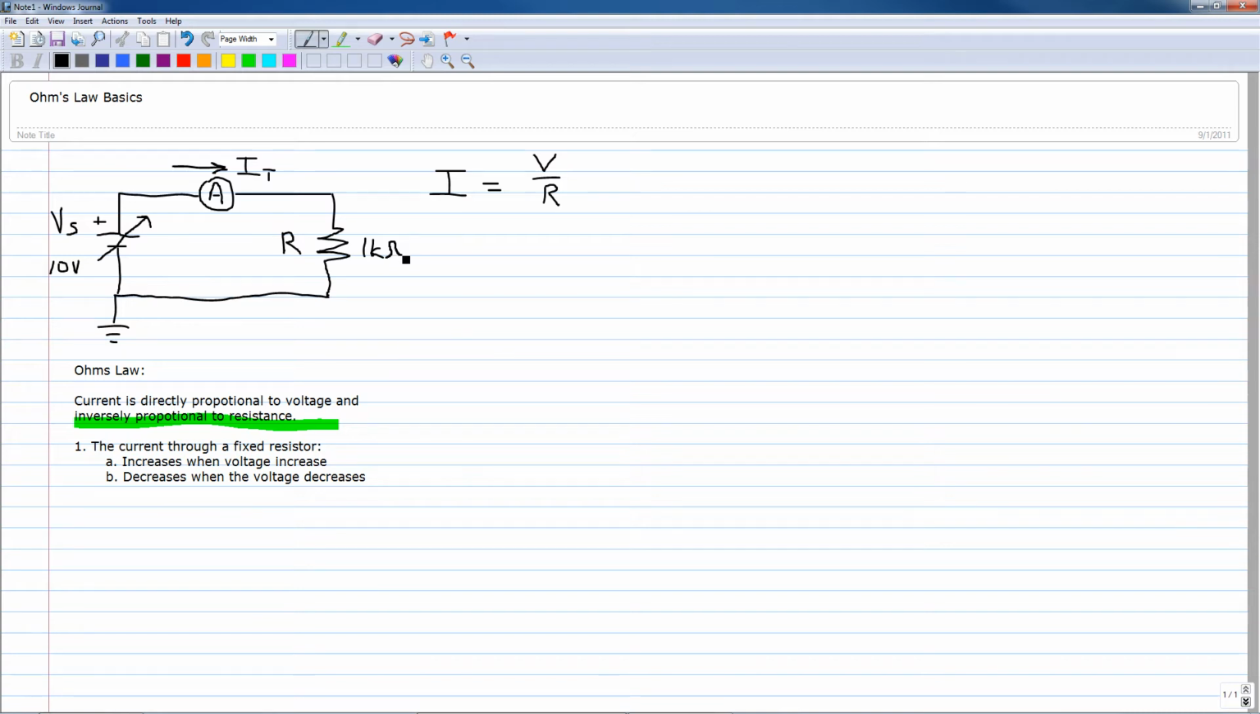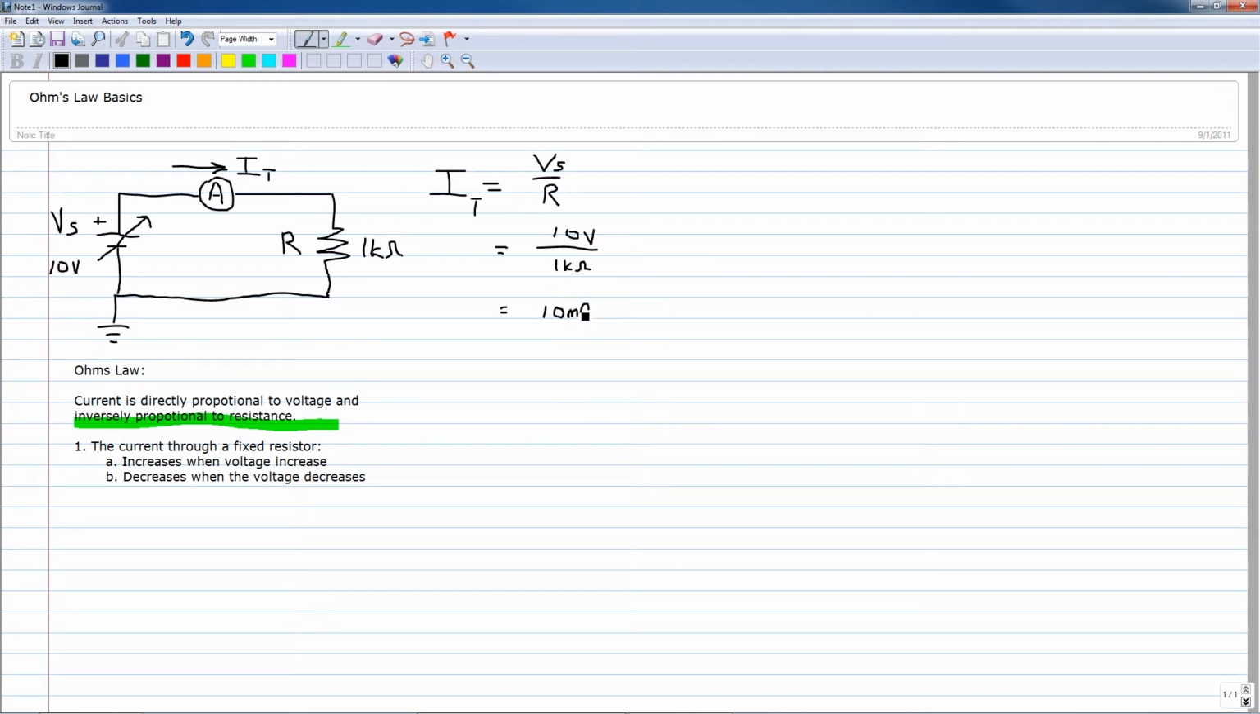Now let's use Ohm's law to calculate this. Our first step is writing out the equation. We'll say I total, just to make it match the letters in our circuit, is equal to V sub S divided by R. Substituting in the values for V sub S and R, we have 10 volts divided by a 1K ohm resistor. Plugging that into the calculator, it will give us 10 milliamps.